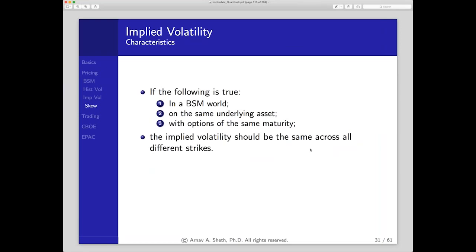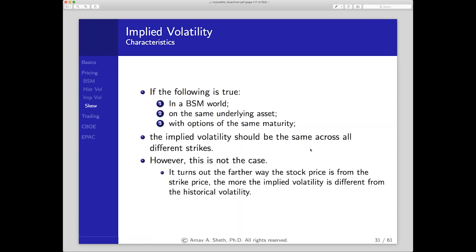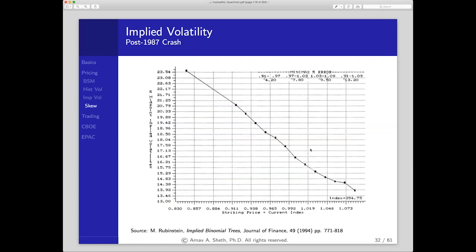So it should be the case that the implied volatility should be constant across all different strikes if we're talking about the same underlying asset and the same maturity. However, this is not the case. It turns out the farther away we go from the stock price, the farther away we go from the strike price, the more the implied volatility is different from historical volatility. So this is what we call the volatility skew. And on the horizontal axis here, I have strike as a percent of the stock price itself, and this is from a famous paper by Rubinstein in 1994, and you can see it should be flat.